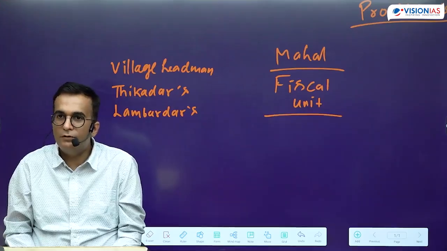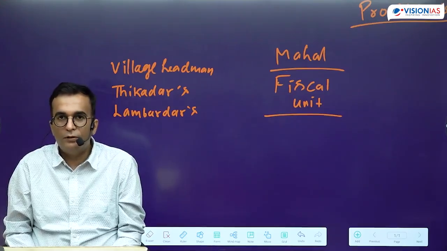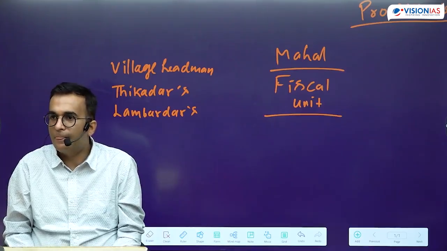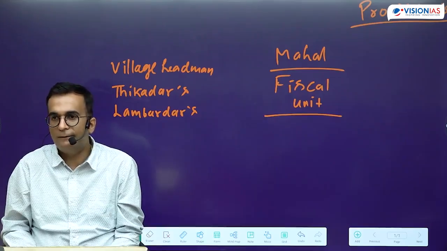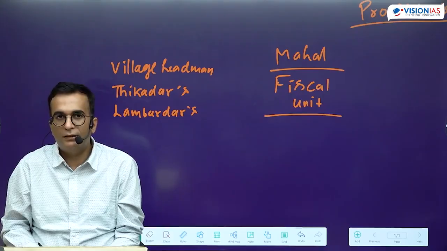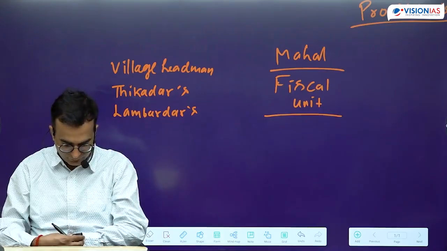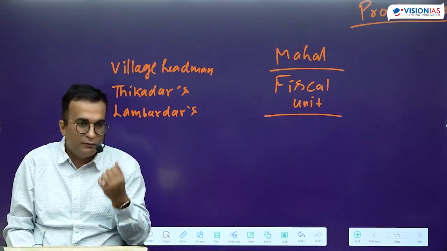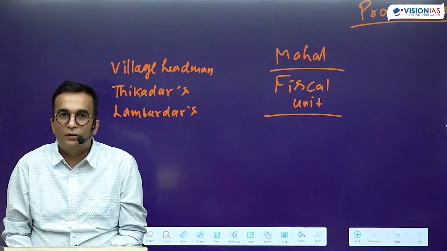Then in this settlement also there was a provision of revision after 30 years. Okay? So mention, next point, there was a provision of revision in revenue rates after an interval of 30 years. 30 saal ke baad.